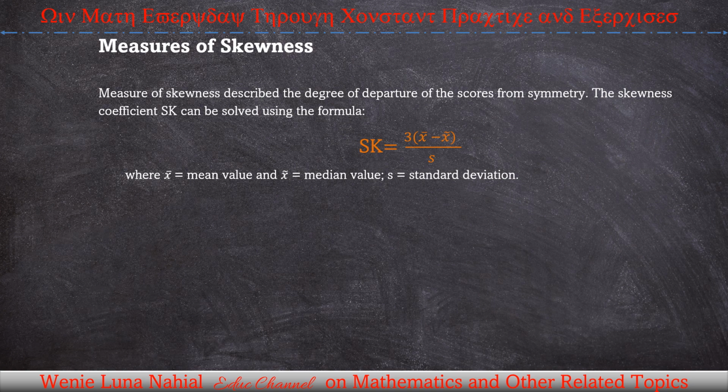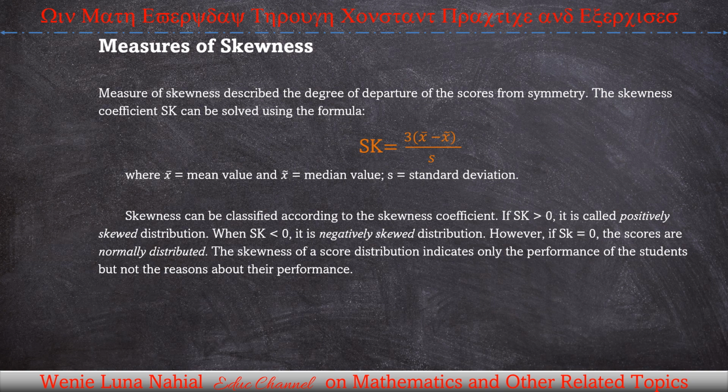Okay, so x bar is the mean value, then x with a crooked line is the median value, then s is the standard deviation. Skewness can be classified according to the skewness coefficient. If sk is greater than 0, it is called a positively skewed distribution. When sk is less than 0, it is a negatively skewed distribution. However, if sk is equal to 0, the scores are normally distributed.